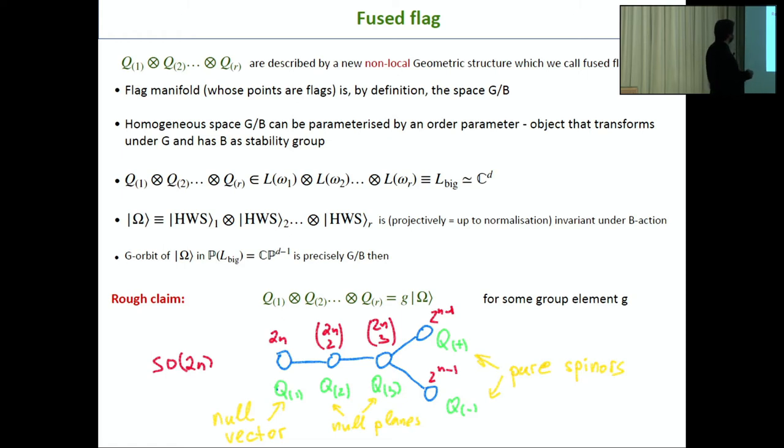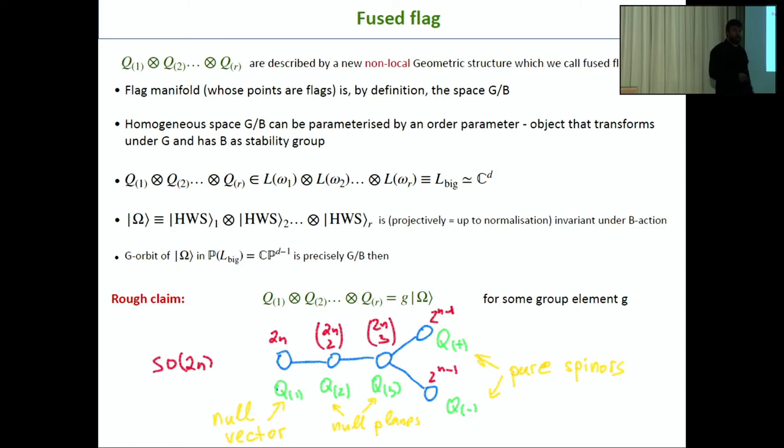So let's do this for flags. It's clear that the tensor product of these vectors will live in the tensor product of the corresponding representations, so they live in a big vector space. The highest weight vector in this big representation is clearly annihilated by raising operators and only rescaled by the Cartan. So projectively, up to normalization, this highest weight vector is invariant under B. Hence the G orbit of this vector in this space, projectively, will be precisely our G quotient B, our flag. And now the rough claim that we are making is that this very special vector in this very big space lives on the orbit of the highest weight under the action of G. This is a rough claim.